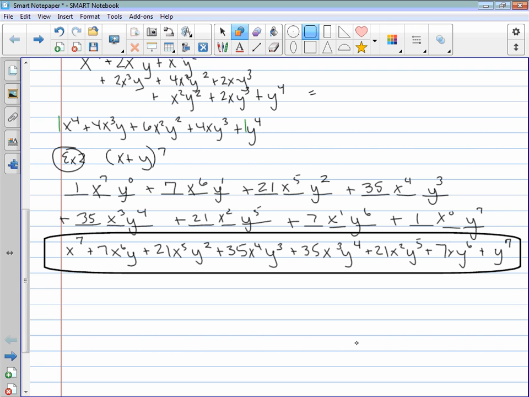Trinomial, notice it's called the binomial theorem. There probably is a trinomial theorem. I do not know what it is. But I assume there's some pattern that could be created.